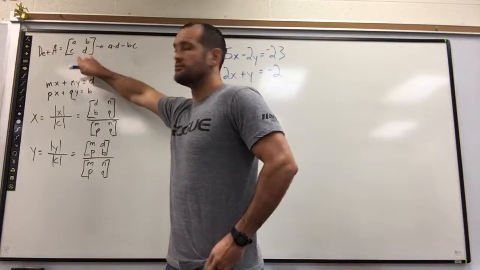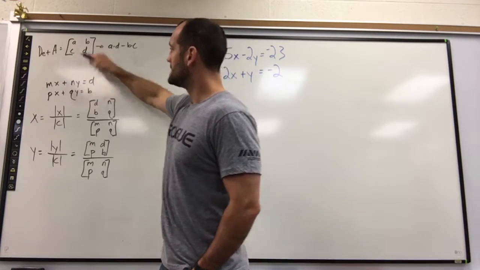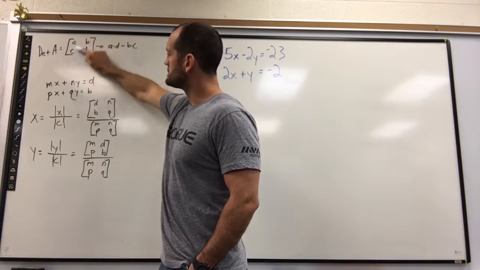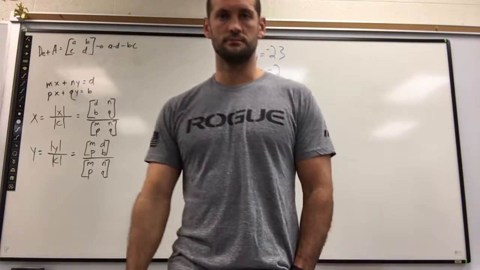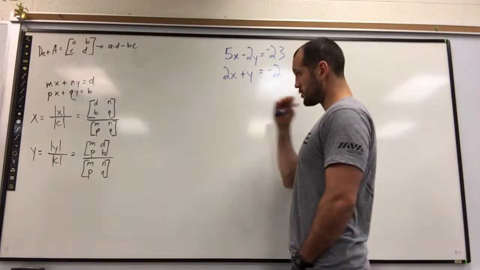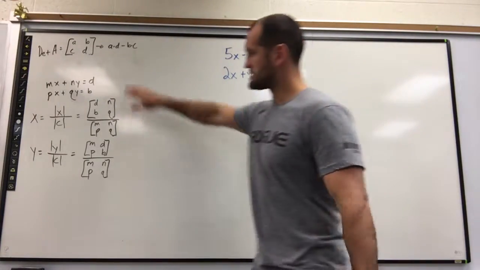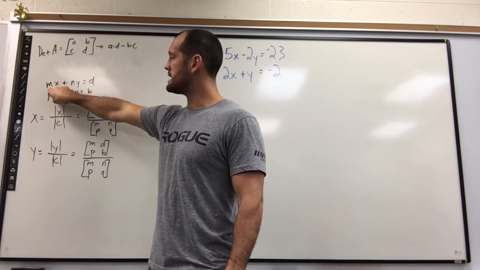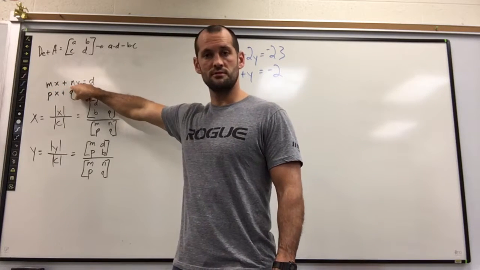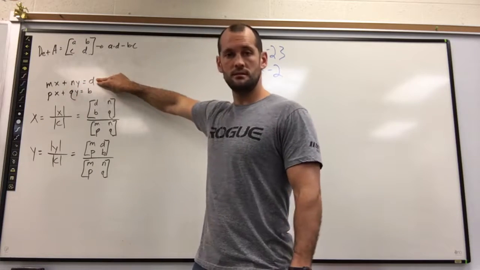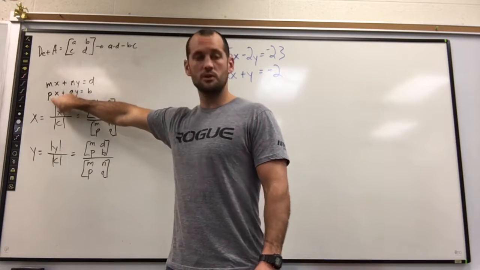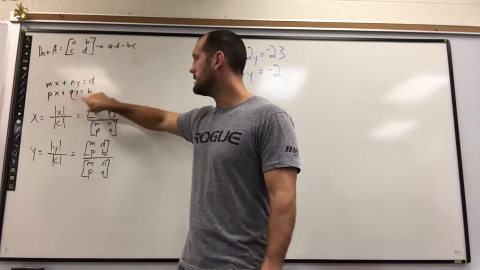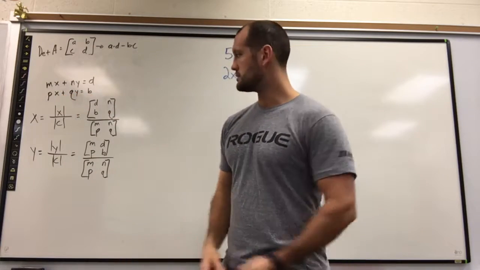To define the determinant of any 2x2 matrix, it's essentially left to right cross multiplication minus right to left cross multiplication. We're going to be using that quite a bit here, okay? Off to the side I have my formulas: m being the first coefficient of my x, n being the first coefficient of my y, d being the equals, p being the coefficient of my second x, q being the coefficient of my second y, and b being what it equals.